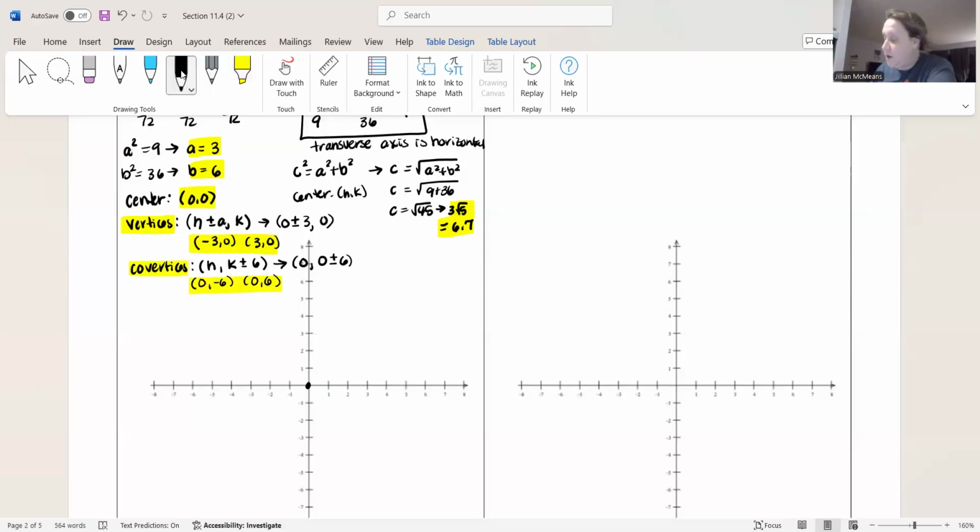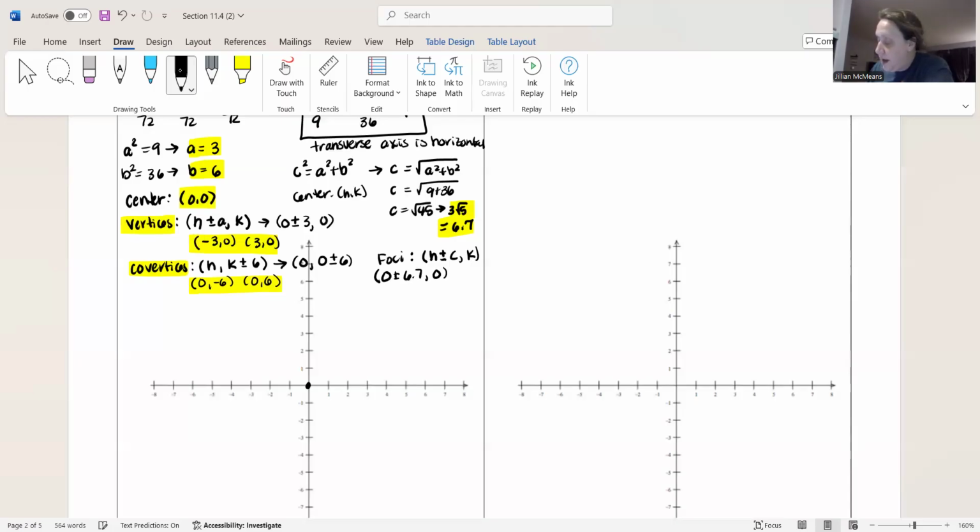And then last up for us would be the foci. We're just about out of room, so we've got to be really careful here. The foci are going to run along the transverse axis. Since we have a horizontal transverse axis, we need to play around with the x-coordinates of our center. We can base everything off our center. So we're going to say the foci are at h plus or minus c, where c is the distance from the center to the foci, comma, k. So that means we're going to be at 0 plus or minus c, which we're just going to estimate to be 6.7.